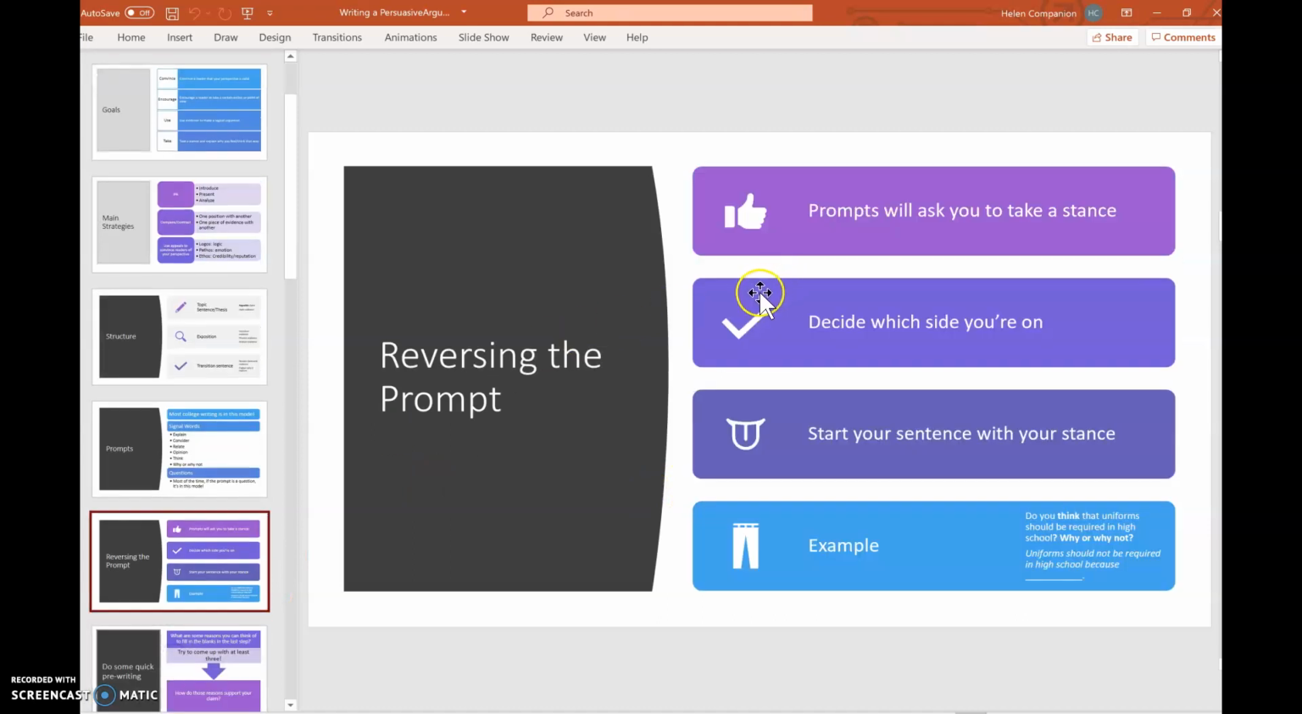So, reversing the prompt: all persuasive argumentative prompts will ask you to take a stance or to decide what side you're on. So that's going to be your first step. Do you agree or disagree with the prompt? And then you'll start your sentence with your stance. So for example, do you think that uniforms should be required in high school? Why or why not? So we can see these signal words: think, you can see it's a question, you can see why or why not in there. So then to reverse the prompt, you start with your stance and response to the question. So uniforms should not be required in high school because, and then you add a blank on there.